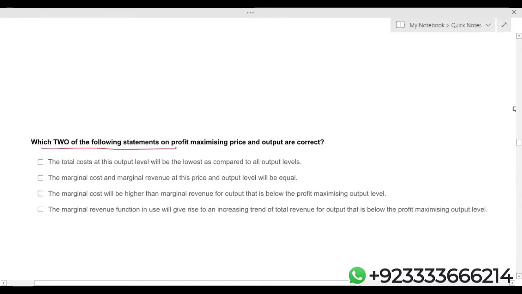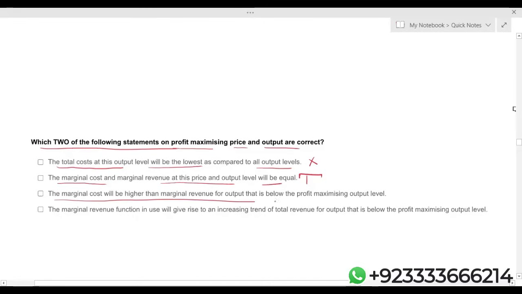Which two of the following statements on profit maximizing price and output are correct? The total cost at this output level will be the lowest as compared to all output. Not necessary at all. It does not mean that where you have got the maximum profit, you will have a lower cost. There's no such thing. Total cost at this output level will be the lowest? No. The marginal cost and marginal revenue at this price output level will be equal. That's true. MC is equal to MR, we know that. This is the point where you will be generating maximum profit.